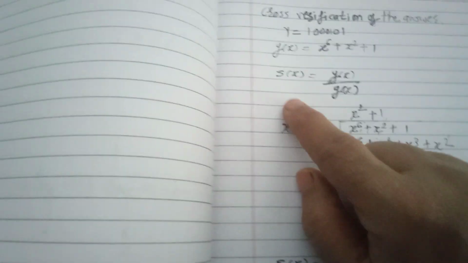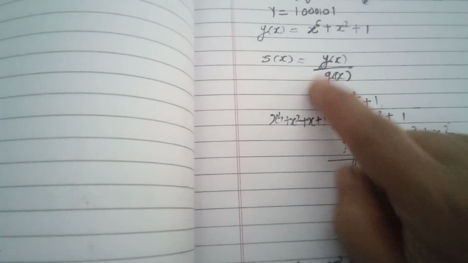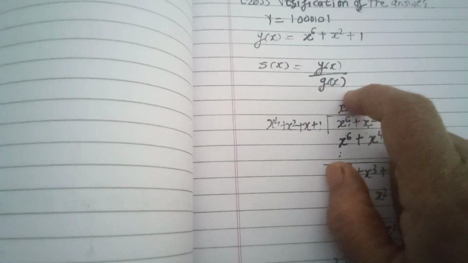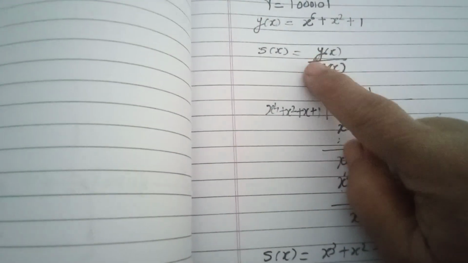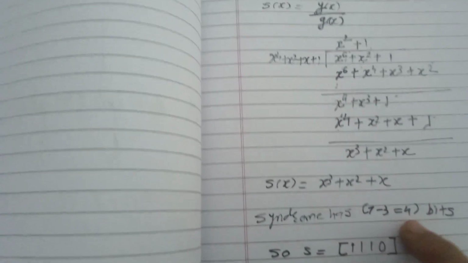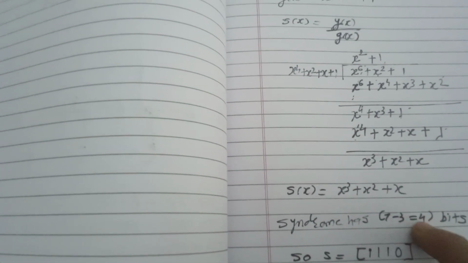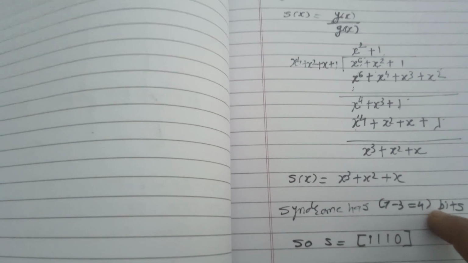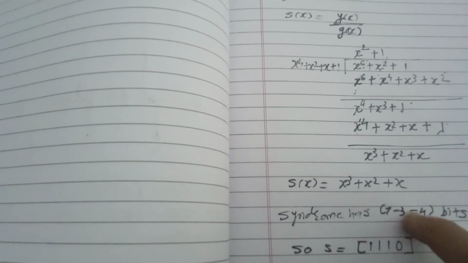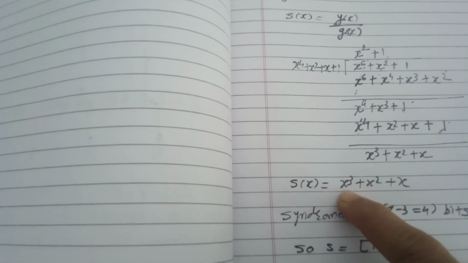So remainder is S(x). I should have written S(x) as the remainder of y(x) by g(x). Okay, so S(x) is the remainder of y(x) by g(x). So that is equal to x cube plus x square plus x. So the syndrome has 4 bits, as we have already seen, 4 flip-flops, 4 bits, or 7 minus 3 equal to 4. So 4 bits means highest power is 3. So x cube is there, so 1.